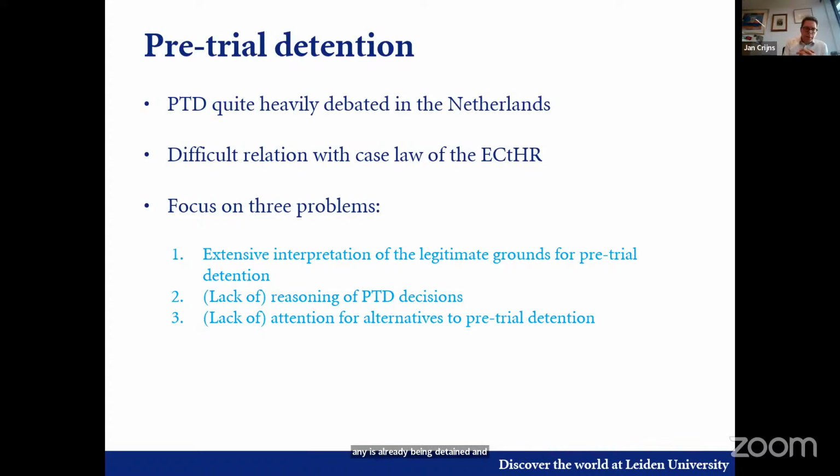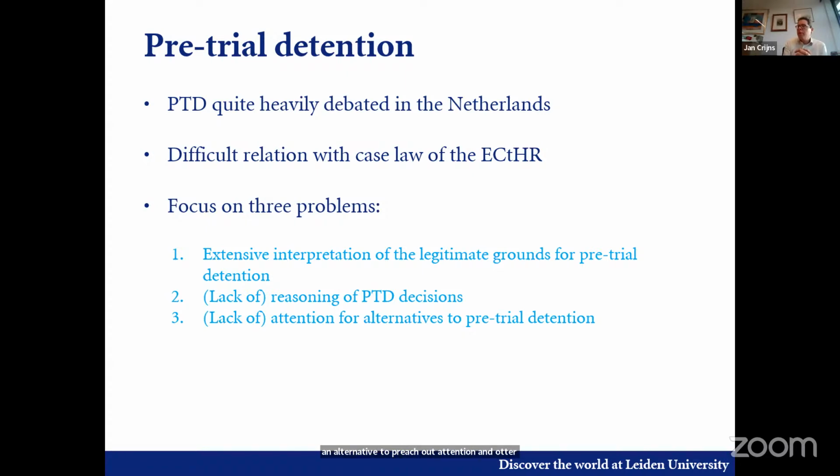And the third problem is lack of attention for alternatives to pretrial detention. And when we talk about alternatives, then you can think about bail, for instance, paying bail, and then the suspect will leave detention after having paid a certain amount of bail. That might be an alternative to pretrial detention.